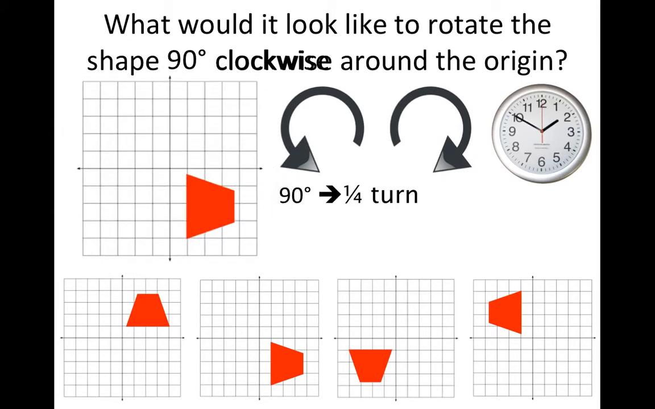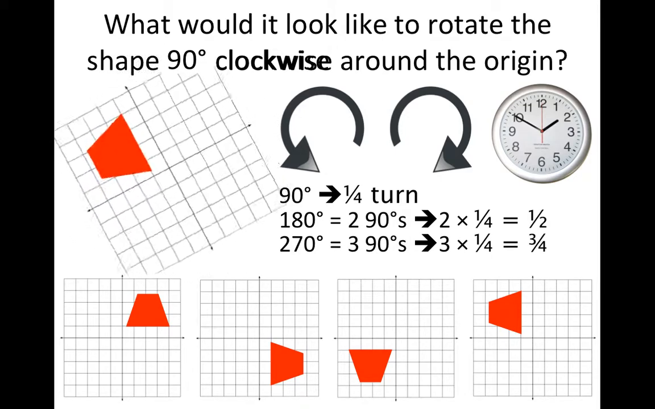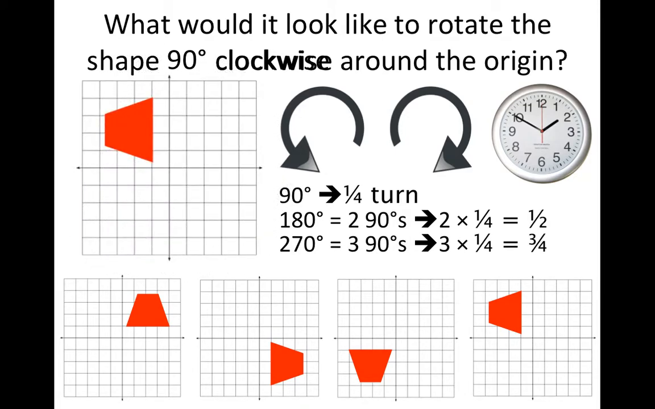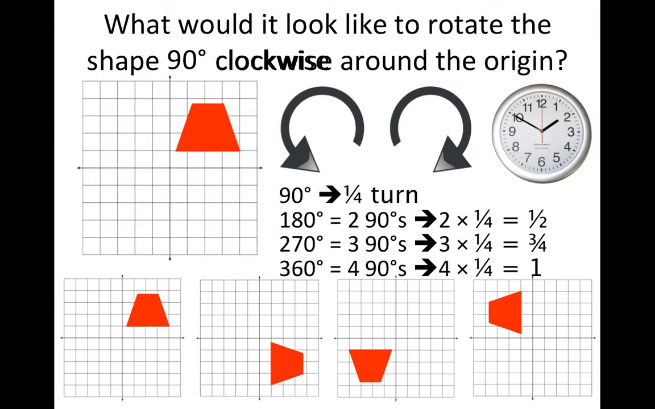Well, 90 degrees is a quarter turn. So if we keep going another 90 degrees, that would be 180 degrees, a half turn. And 270 degrees is 3 of those, so it would be 3/4 of a turn. And 360 is taking it all the way back to the original, one whole turn around.